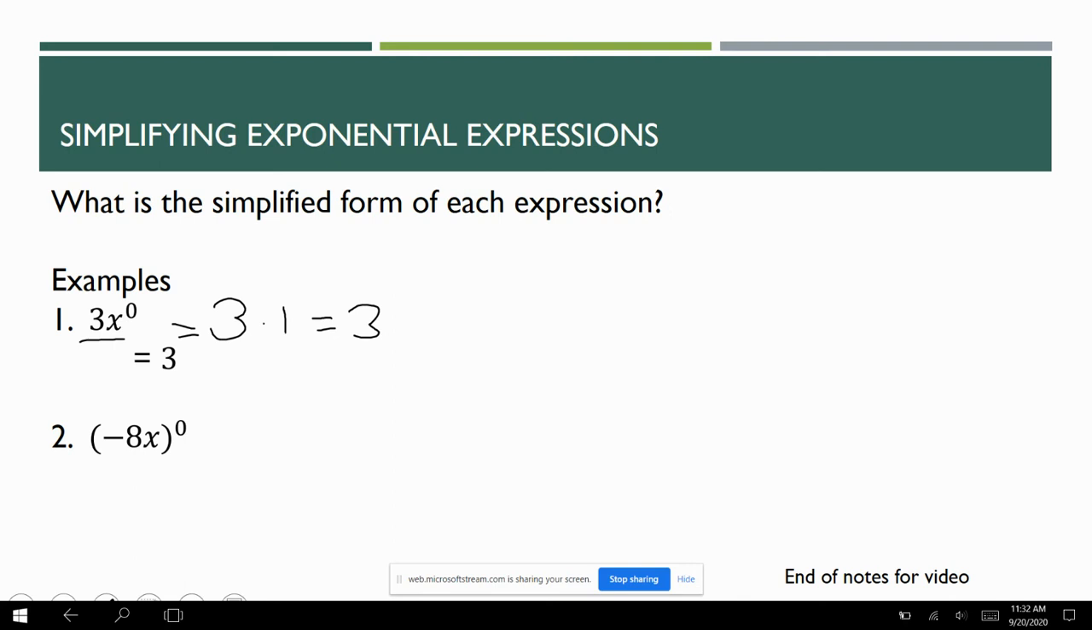However, if we notice in number 2, we have these parentheses. What that means is that whole quantity, negative 8 to the x, is being raised to the 0th power. So that entire quantity becomes 1. It's important that we distinguish between the difference between 1 and 2. In 1, only that x is being raised to the 0th power, so only that x becomes 1. We still need to multiply it by 3. And in that second one, that entire quantity is raised to the 0th power, so it all becomes 1.